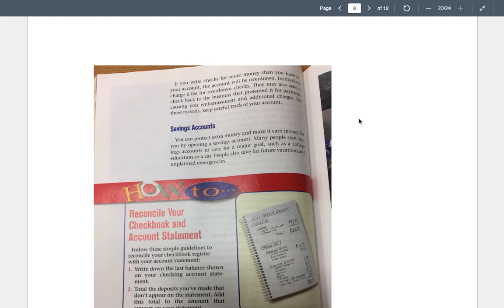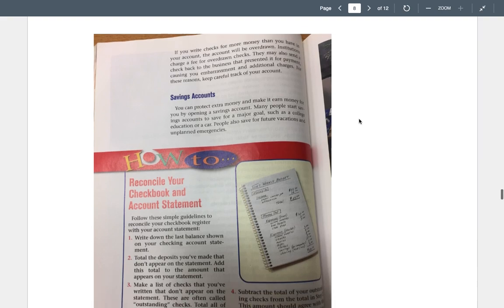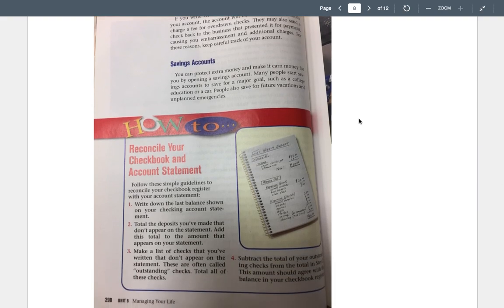Okay, so we're going to start talking about savings accounts now. A savings account does not have checks that go with it. You go to the bank, you get a slip, and you withdraw money from your savings account. Maybe you have a savings account of your own, or you've had one for a while, or you want to start one.